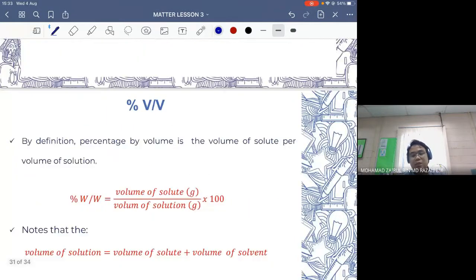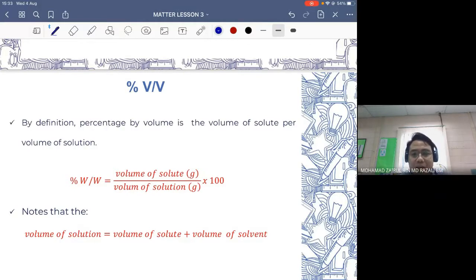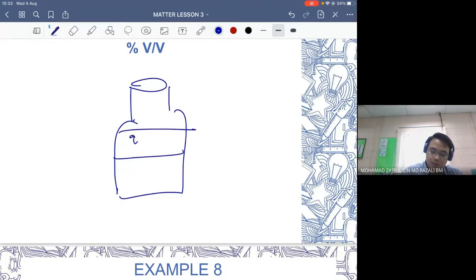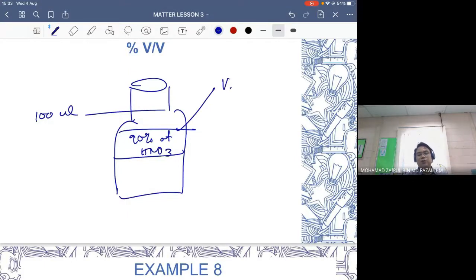Okay, percentage by volume is the same as the percentage by mass. The difference is yang tadi awak measure guna mass, now you measure by using volume. So sorry, this one is V over V. Itu je, and sorry ml or centimeter cube lah. Dia sama je. So for example, kalau saya ada bottle yang sama, so 90% of HNO3. So kalau saya ada 100 ml, so what is the volume of HNO3?